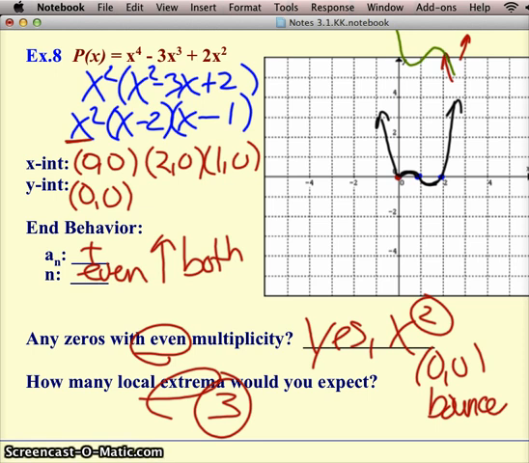Okay, that should be enough to get you going on a good solid list of stuff that gives you a pretty accurate graph and all done by hand, no calculator. That's it for 3.1.